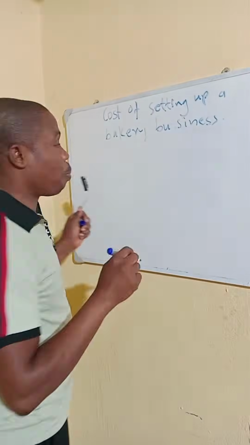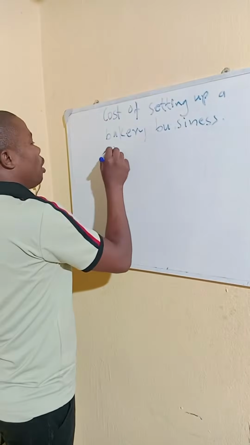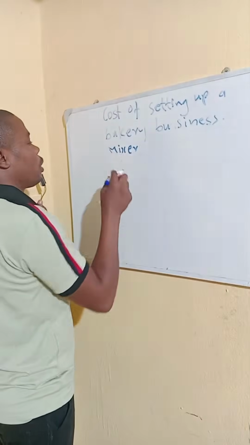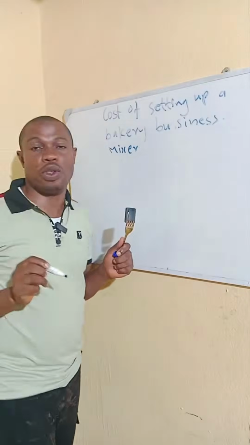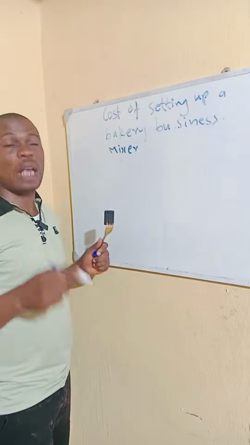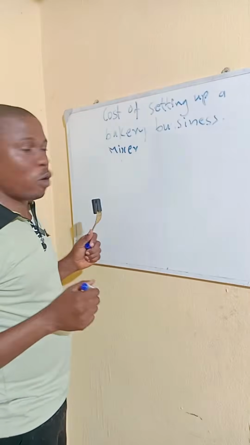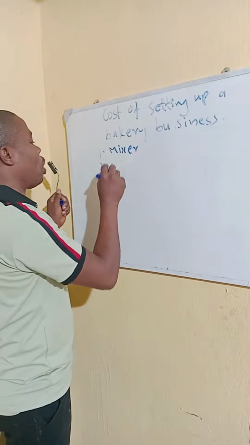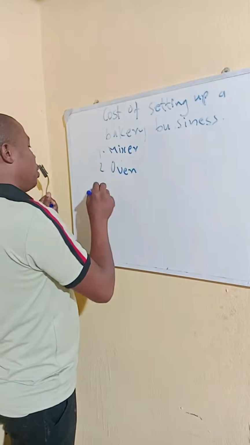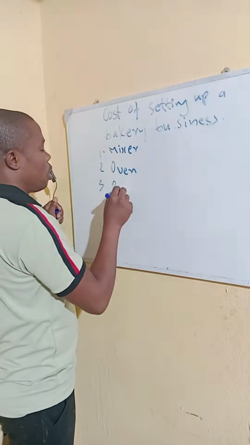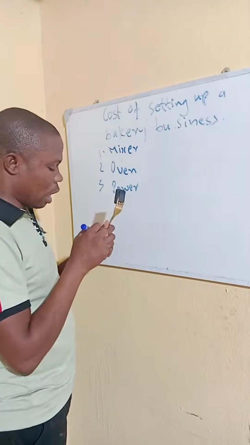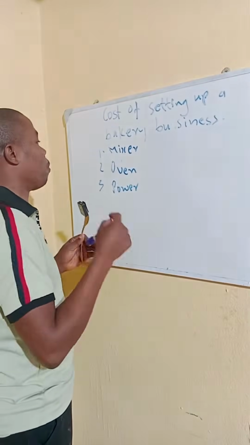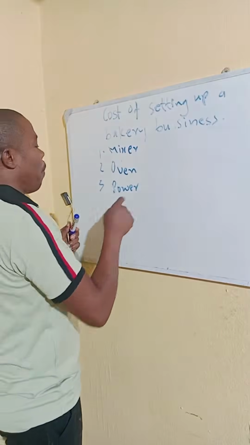Now let's look at the equipment. First of all, you have the mixer, the basic ones. I'm going to share with you the basic equipment you need, so as you grow, you can buy other ones to ease up the work. So for now, let's look at the basic equipment. Your oven. If you are living in an area where there's no power supply, like Nigeria, this is very important. So your power supply, then you have your mixer, your oven, your power supply.